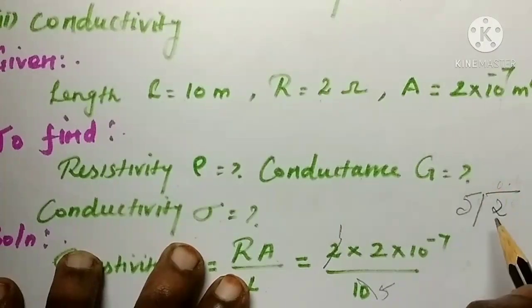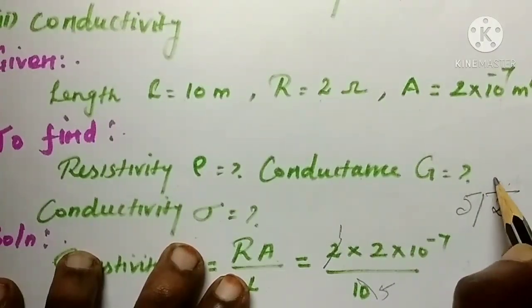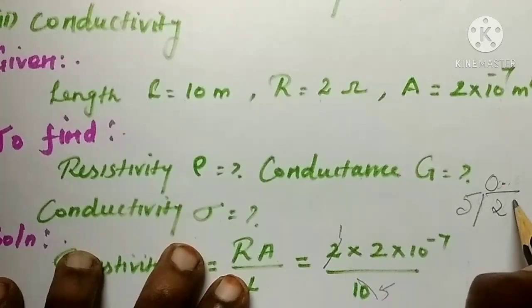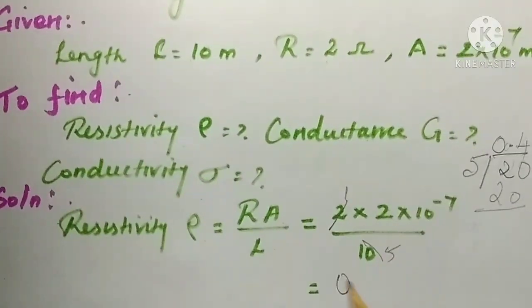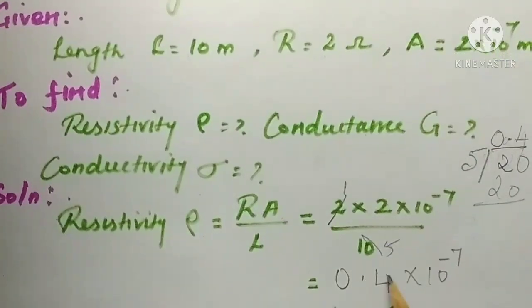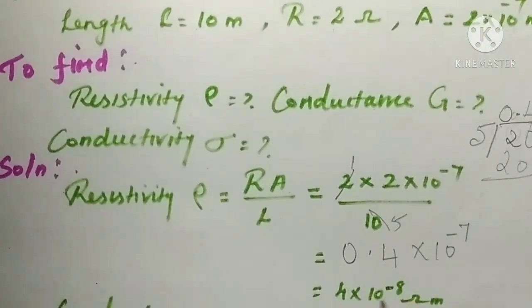So divide it. What will we get? Here 2 is there, here 5 is there. So 0, here you can add 0. Now 4, 5 so 20. So here we get 0.4 into 10 to the power minus 7. Now we can change this into a whole number by moving the decimal, so it will become minus 8. So 4 into 10 to the power minus 8 ohm meter. This is the resistivity value.